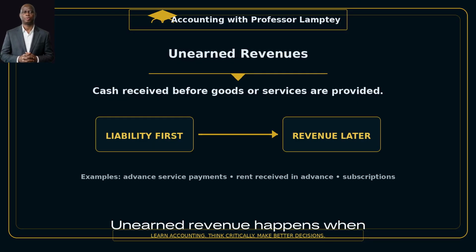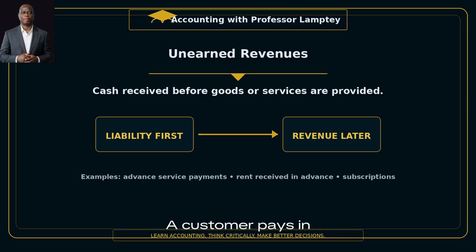Unearned revenue happens when a business receives cash before it provides goods or services. This is common. A customer pays in advance. A tenant pays rent before the rental period is over. A client pays before the work is completed. At the time cash is received, the business records a liability because it still owes the customer goods or services.